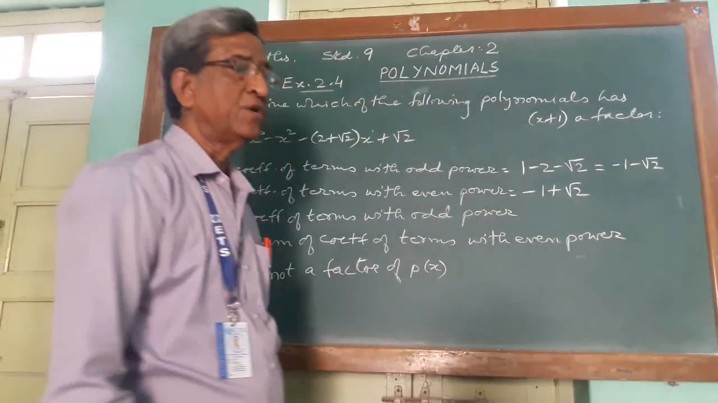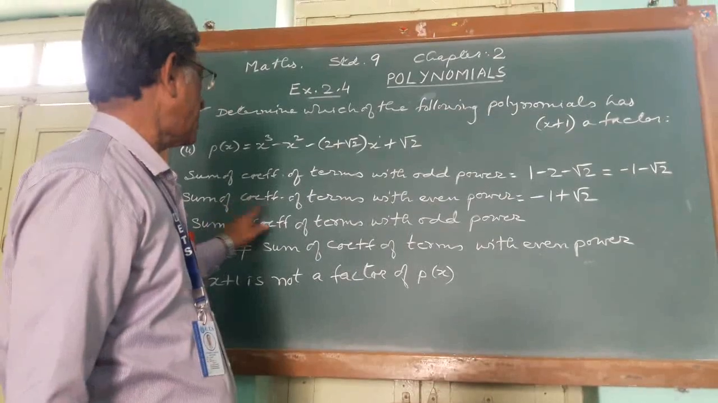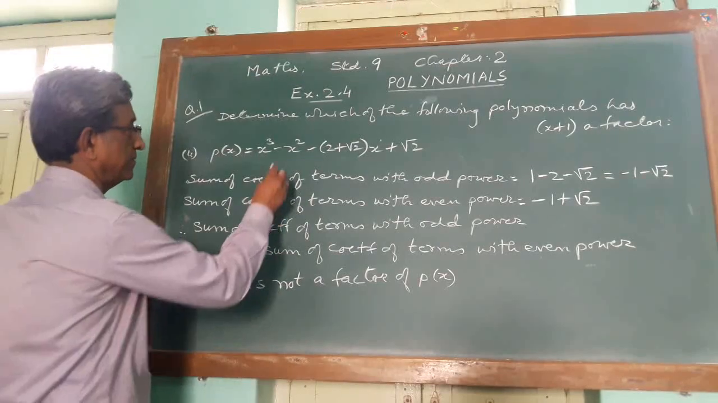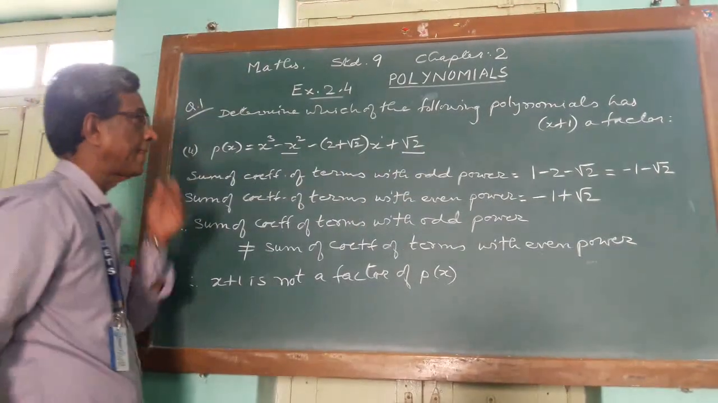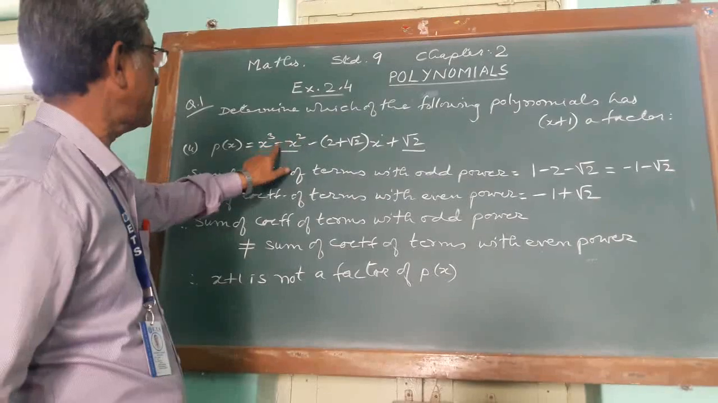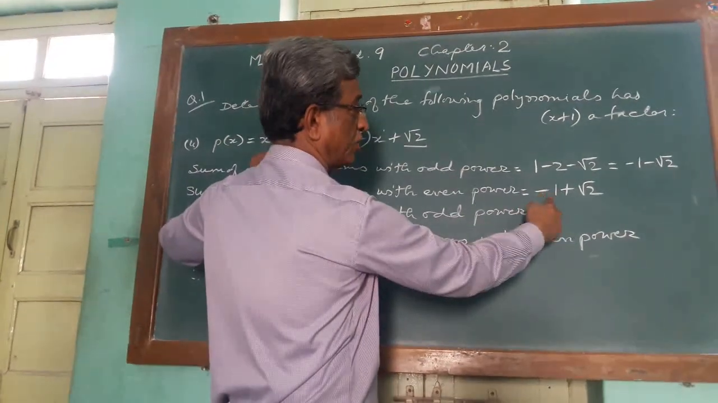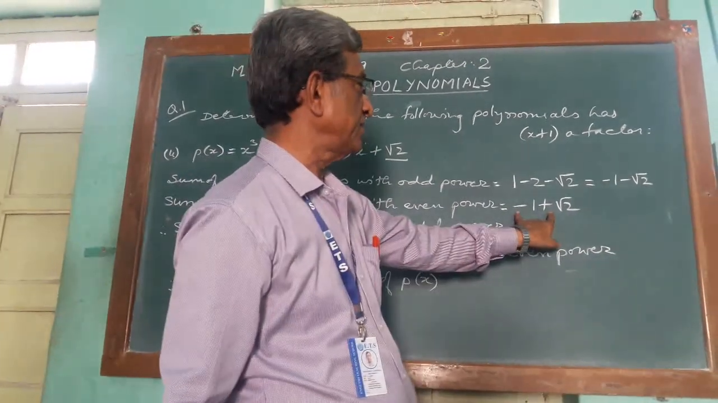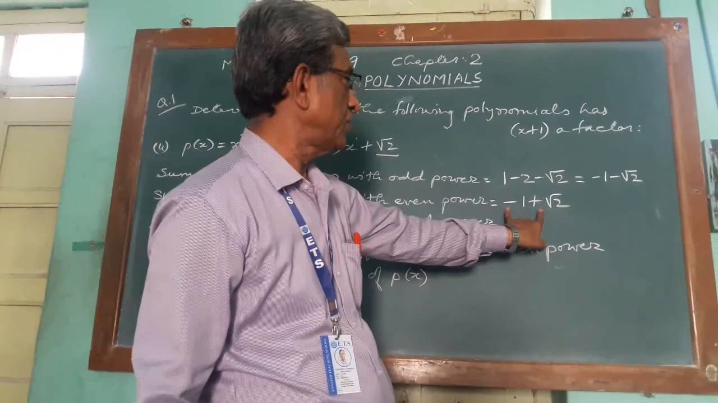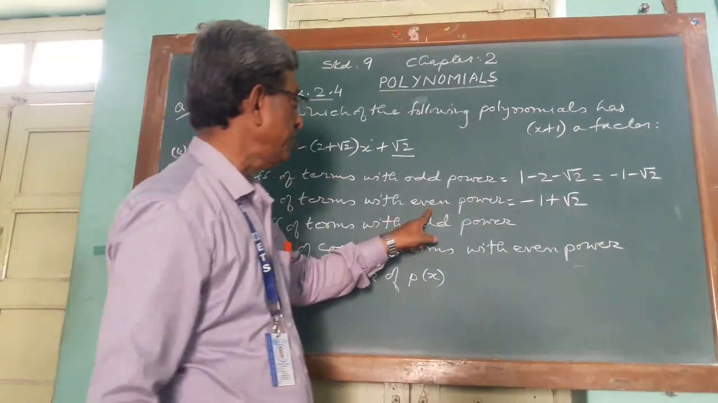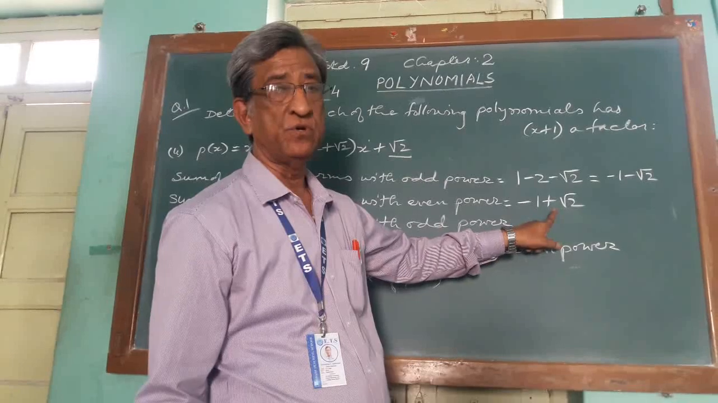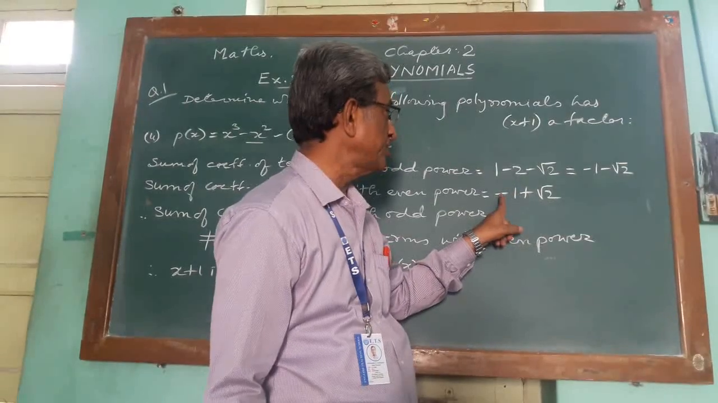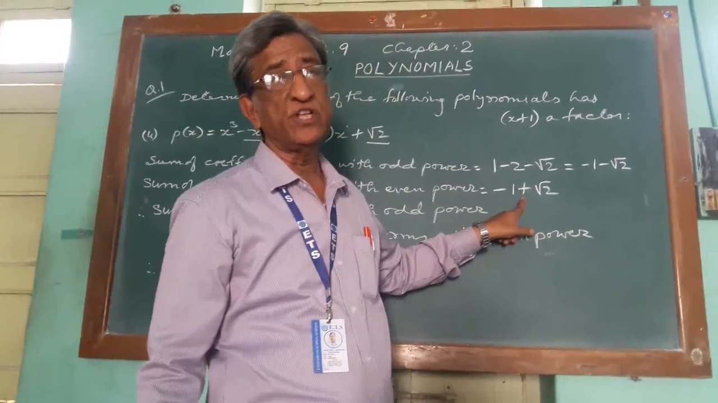Similarly, find the sum of coefficients of terms with even power. So these two are even. The coefficient of x square is minus 1 and the constant term is plus root 2. It remains as this, no simplification. So the sum of coefficients of the terms with even power is minus 1 plus root 2. So you can see that they are different. This is minus 1 minus root 2, and this is minus 1 plus root 2. So these both are different.